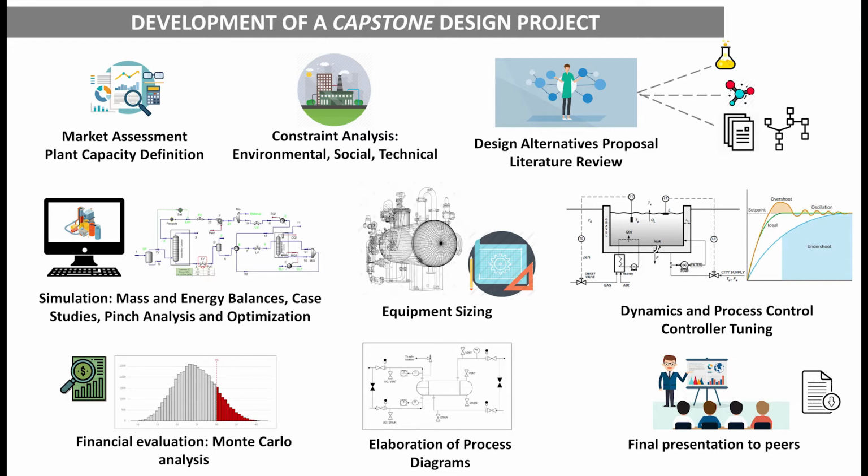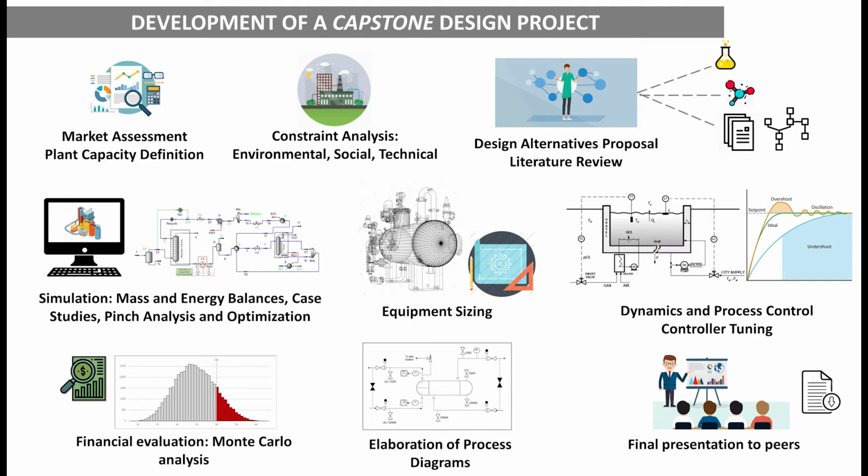The students perform a market assessment to define the plant capacity and propose alternatives for the design based on literature review, for example, and following environmental, social, and technical constraints that they must be aware of. The most promising alternative undergoes a conceptualization that includes the calculation of mass and energy balances and case studies supported by software such as Aspen HYSYS and Microsoft Excel, where the alternative is subjected to optimization. Subsequently, the students calculate the sizing of the process equipment using mathematical and heuristic models to later evaluate the process dynamics, its controllability, and estimate the tuning of the controllers.